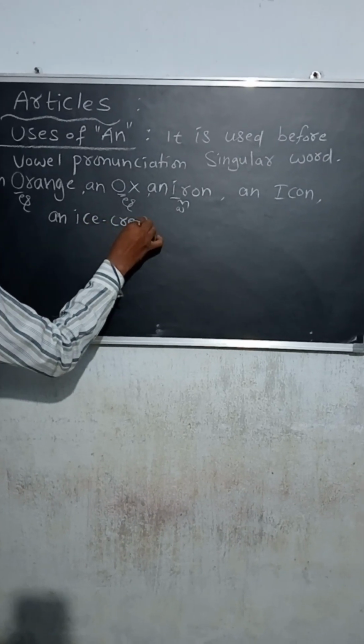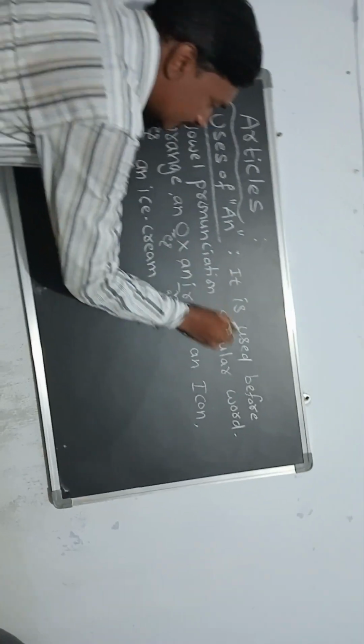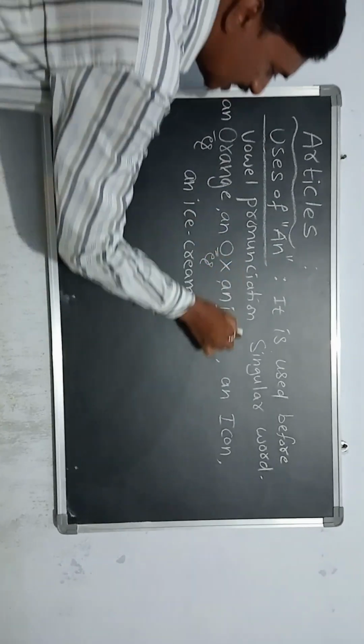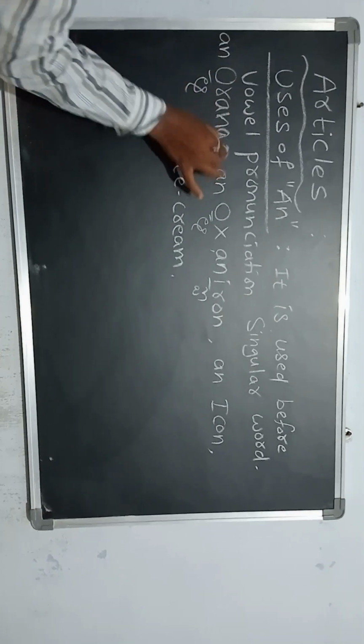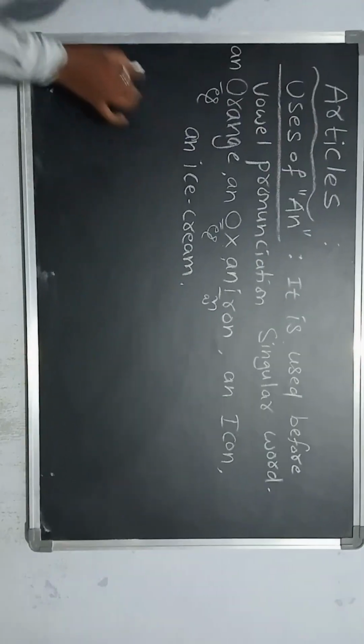Okay, so these are the examples where we use the article an. The article an is used before vowel pronunciation singular words. For example, an orange, an ox, an iron, an icon, an ice cream.